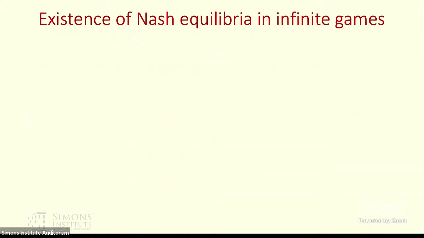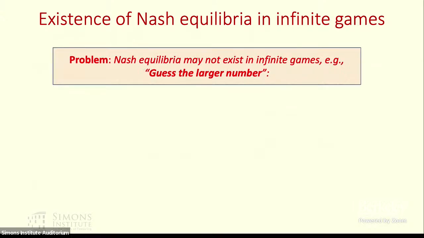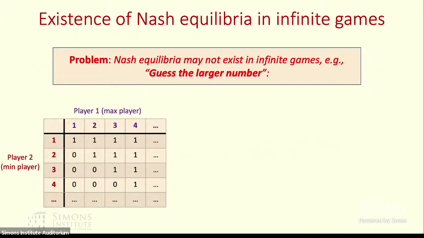The first question on the existence of Nash equilibria in infinite games, unfortunately, has a negative answer. Nash equilibria may not exist in infinite games. And if you've seen this result before, chances are you've seen a particular counterexample known as guess the larger number. So here's the game. It's a two-player zero-sum game. The action spaces of each player is the space of all natural numbers. And the rules of the game are very simple. Whoever guesses the larger number wins. Let's break ties, say, in favor of the max player.